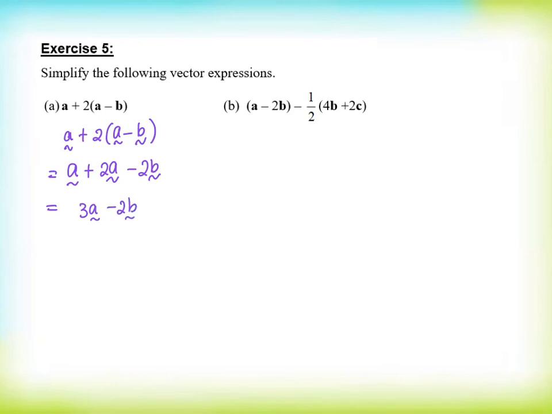What about part B? I will have the vector A minus 2B. This is going to be negative half of 4B, and that gives me negative 2B. Negative half of 2C, that gives me negative C. Put everything on the roller skates and write them as a vector. So now simplifying the vectors, I'll get A, negative 4B, and negative C. So this will be the answer. Have you gotten the answer?